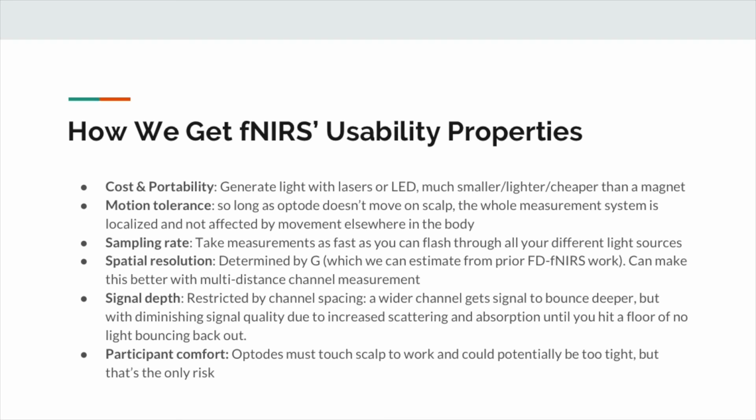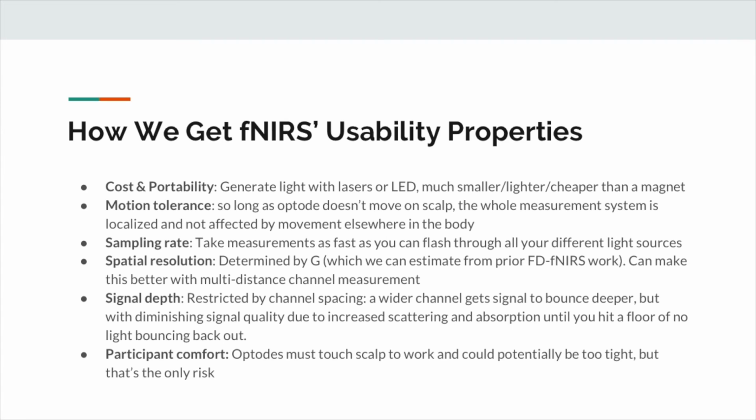In terms of the spatial resolution, it's determined by G, which we can estimate as a general constant from prior frequency domain fNIRS work. Again, it's not going to be the exact number correct for every participant that you're running, but we know what this is supposed to be, and that's what enables us to move on. And so from this measurement, we know that the amount of scattering going through someone's head, and thus the spatial resolution, how accurate we can be about where activity is happening, is about 1 centimeter.